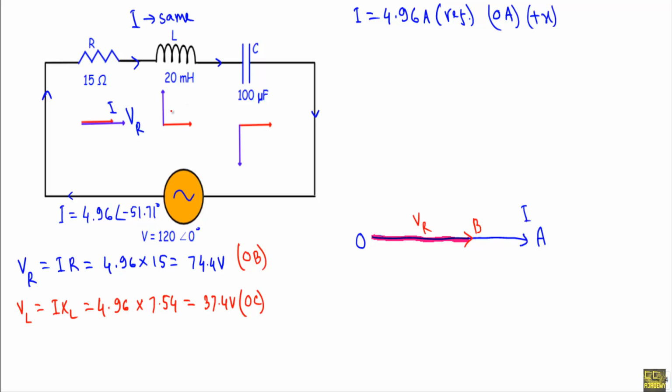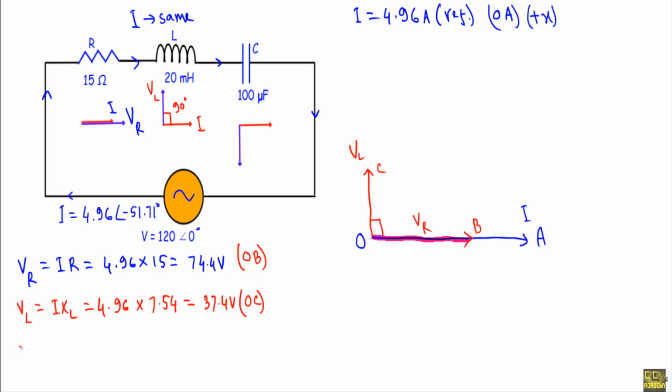See, if we look at the voltage and current relationship in an inductor, the voltage across the inductor always leads the current by an angle of 90 degree. So we are taking the current phasor in this direction. The voltage will go in this direction VL, which I will indicate with OC. The VL will lead the current by an angle of 90 degree. VL is equal to 37.4 volt.